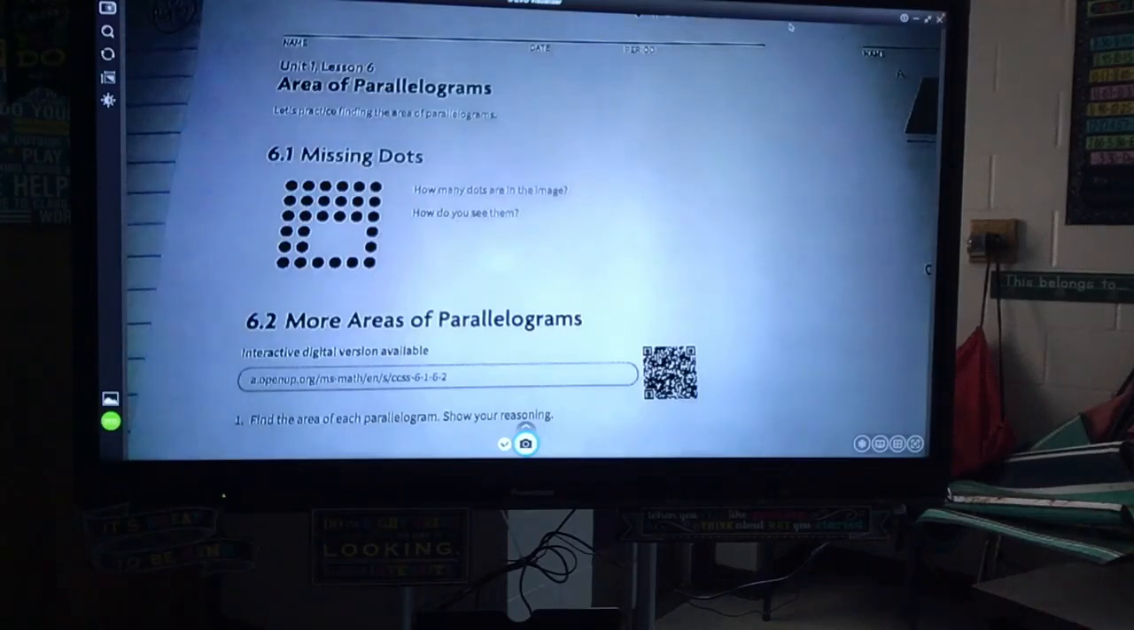All right, do you need another minute or are you okay? All right, so how many dots do you have in this image? Let's start with that. 30. Raise your hands. All right, so Charles, 30. And Charles, how did you figure out that there are 30? So how do you see them?